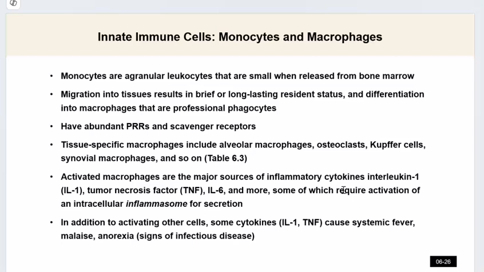And then as the infection or the injury is beginning to resolve, anti-inflammatory macrophages will support the wound healing by actually removing the old debris and then also helping stimulate tissue repair.